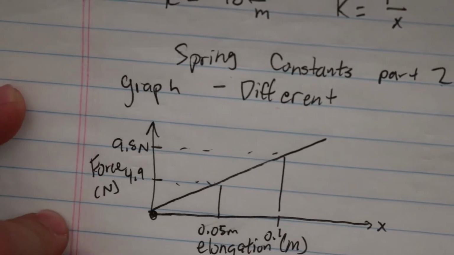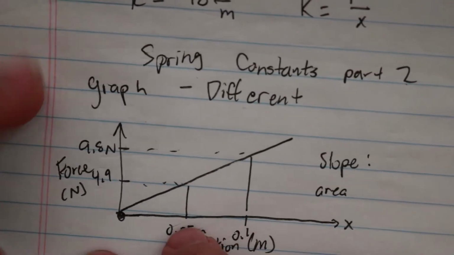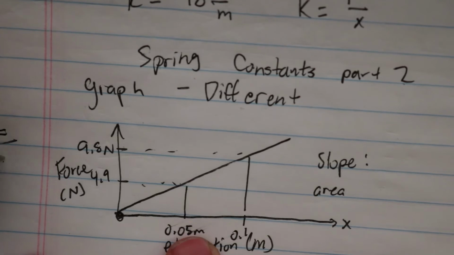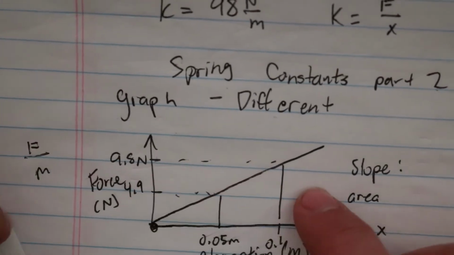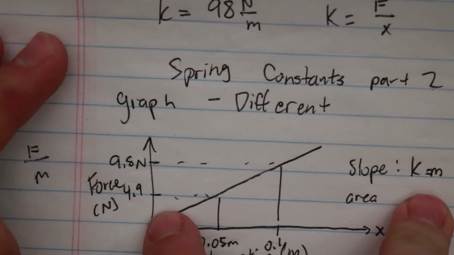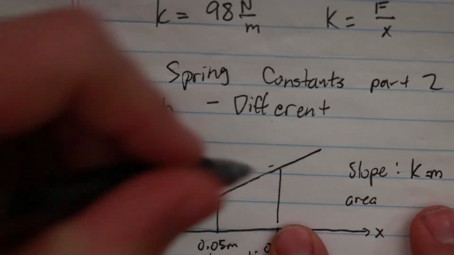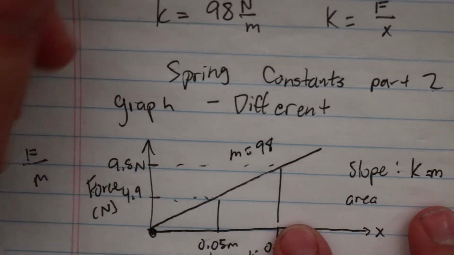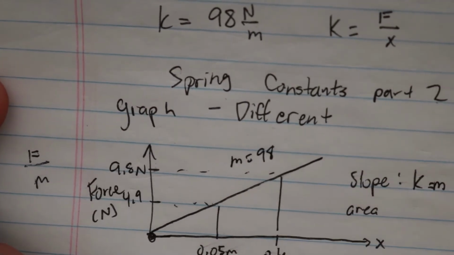Some other things to notice about this graph. When we look at a graph like this, two things I want to know. Besides looking at the graph, what can I determine by the slope? And what can I determine by the area under the curve? From the slope would be force over meters, my change in y over change in x. And my slope is going to equal k. So I'm just going to write m equals k because the slope of this line will equal k. So the slope here equals 98. Even though it doesn't look that steep, the scale is off.